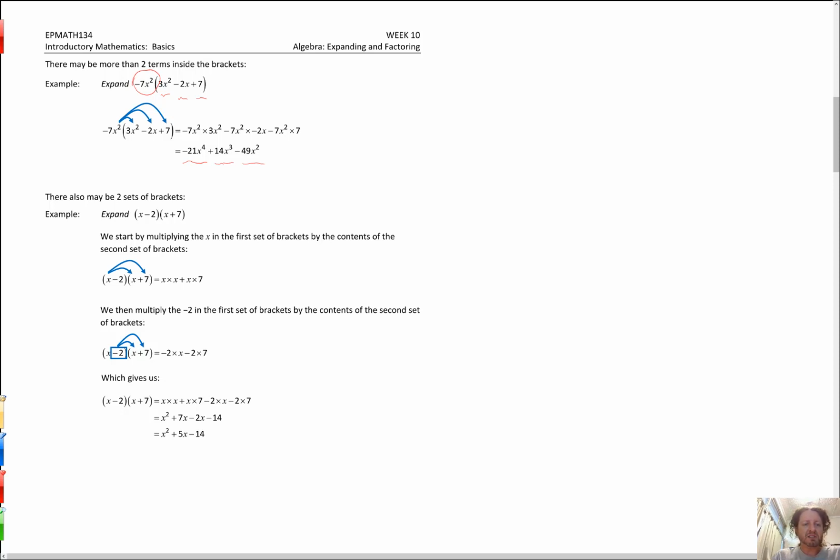Now the next bit, there's only one example here, but they're all exactly the same. But there may be 2 sets of brackets. Now, there could be more, but we're just going to deal with 2 sets of brackets. There's 2 ways to look at this. One way is the slow way, but I want to start with it anyway.